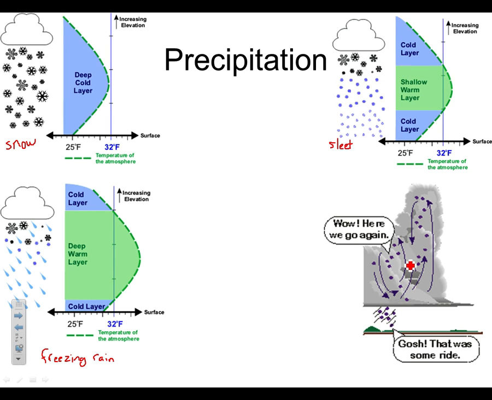This last one here is a different kind of picture. This is for hail. So what I want to show you for hail is not necessarily in the upper atmosphere like this, although it is cold in the upper atmosphere and warm at the bottom. I want to show you how it works inside of a cloud to make hail.